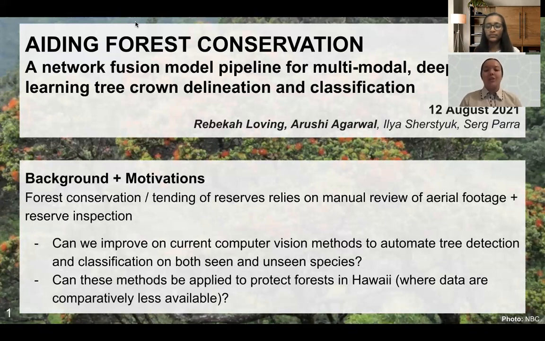And so we wanted to ask the question of whether or not we can improve on current computer vision methods to automate tree detection and classification on both seen and unseen species, and how this can be used also for looking at invasive and native species, as well as healthy and unhealthy plants. And we wanted to see if these methods can then be used in protecting forests in Hawaii. And so we'll talk about a network fusion model pipeline for multimodal deep learning tree crown delineation and classification.